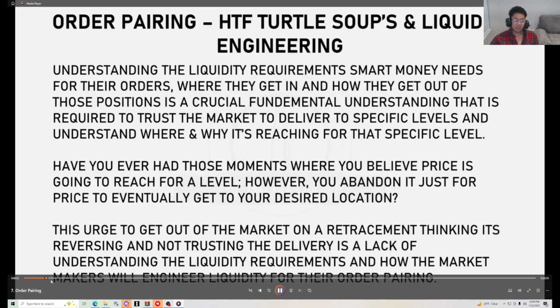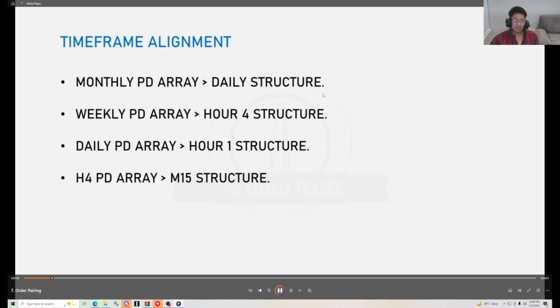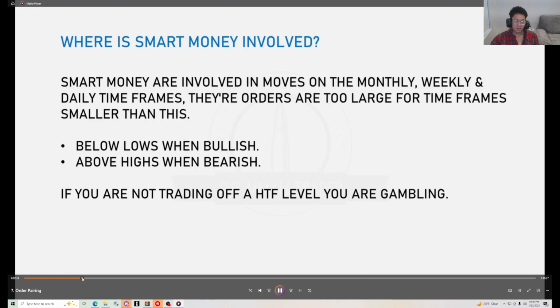Requirements. We use a weekly PD array with a 4-hour structure. When they are bearish, they will accumulate their sell. Smart money are involved in moves on the monthly, weekly, daily time frames: below lows when bullish, above highs when bearish. If you're not trading off HTF levels, you are gambling. You're right, I was gambling.